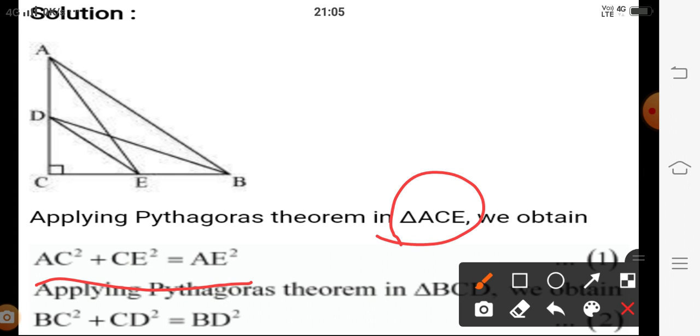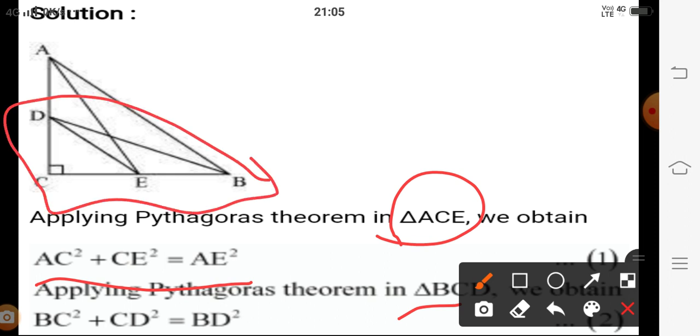In the left hand side, if you observe what we have to prove, we need the sum of BD square and AE square. Then if you consider triangle BCD, we get BD square is equal to BC square plus CD square.